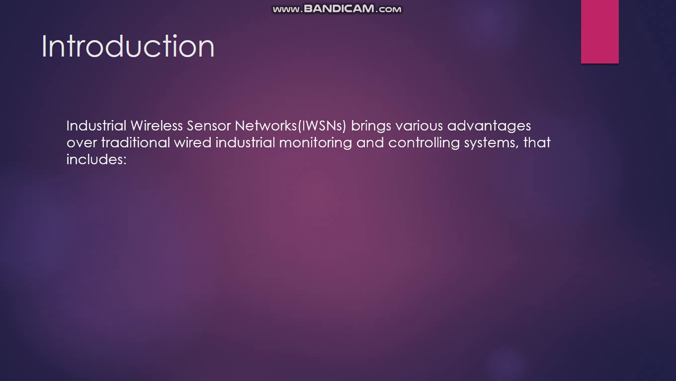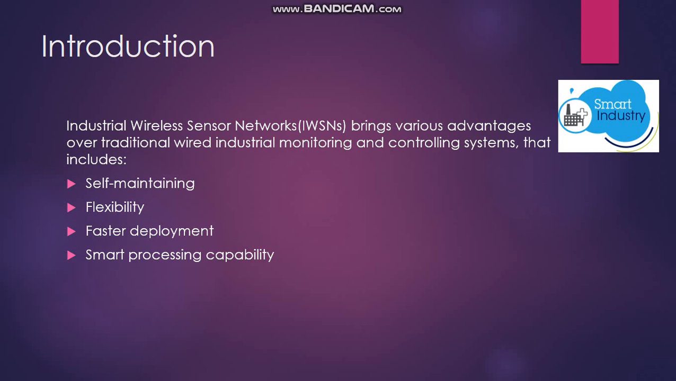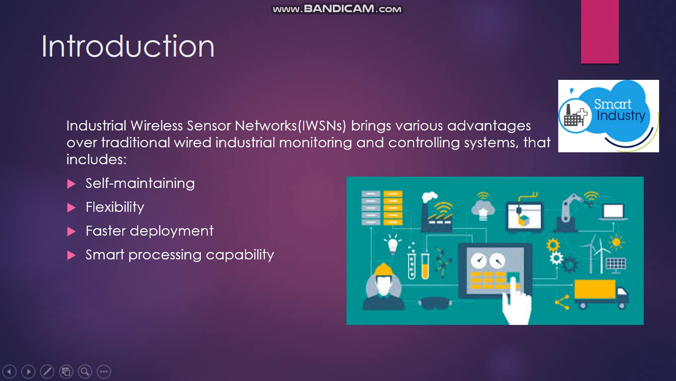Introduction. Industrial wireless sensor network brings various advantages over traditional wired industrial monitoring and controlling systems. That includes self-maintaining, flexibility, faster deployment, smart processing capability. The concept of smart industry wouldn't have existed if sensor technology hadn't been adapted in industry standard. And the sole purpose of the development of sensor technology is to enhance the industrial process, reducing most of the human use and increasing the product.